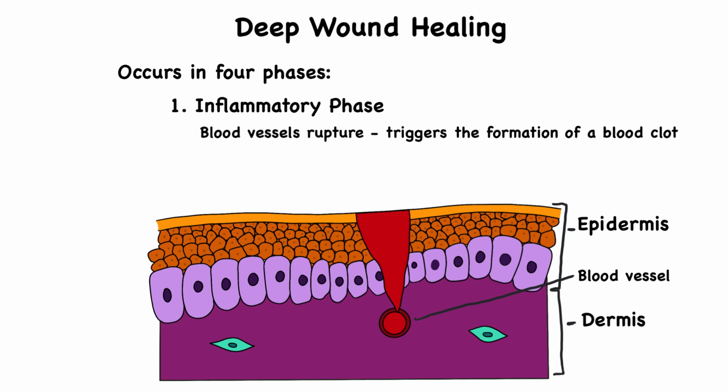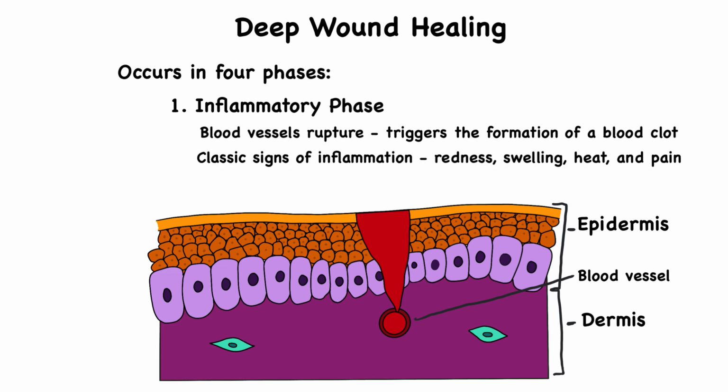This phase brings the classic signs of inflammation, including redness, swelling, heat, and pain, as blood vessels dilate and blood flow increases to the area so that immune cells come over to the area to assist. White blood cells, like neutrophils and macrophages, are going to help clean up those pathogens, damaged cells, and debris.